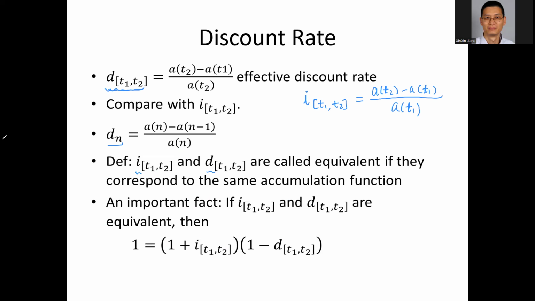Here's an important fact about these two effective rates: 1 plus i, the effective rate of interest, times 1 minus d, the effective discount rate, equals 1. I have to emphasize that these are both effective rates, and this is very important. Later on, when we talk about nominal rates, it gets very confusing. All right, so this is a very general formula.